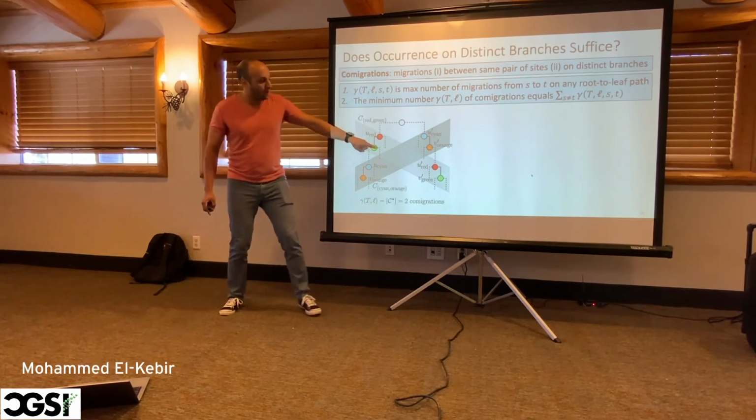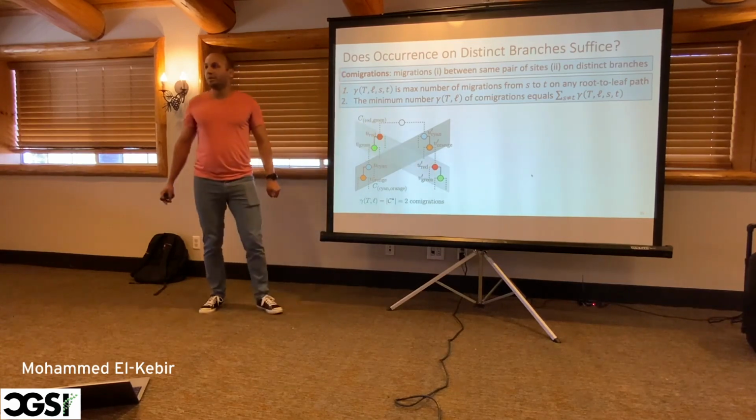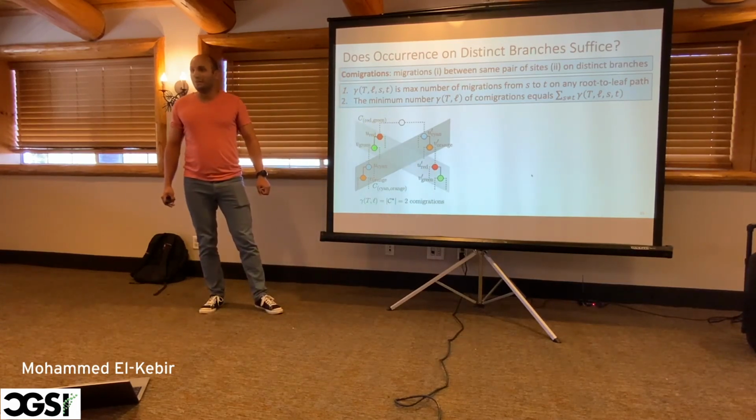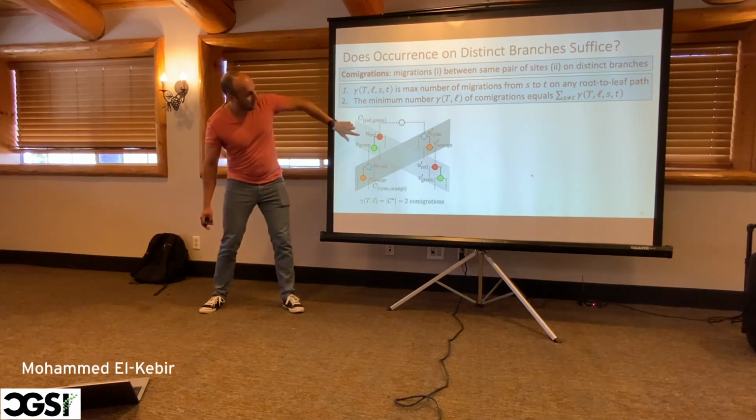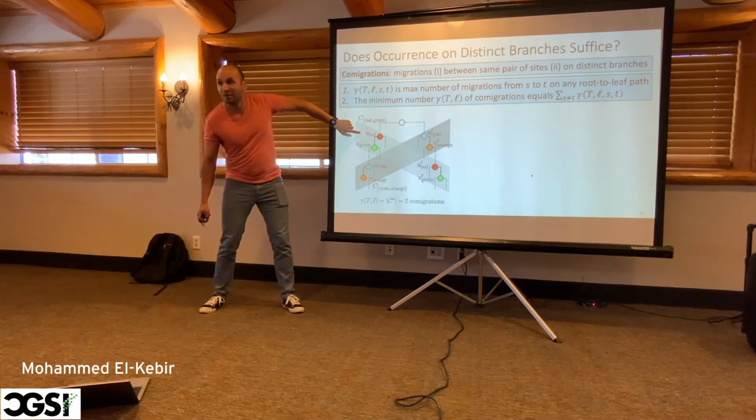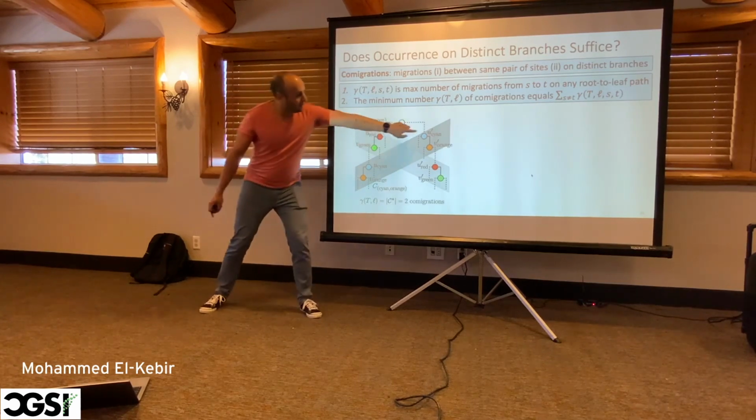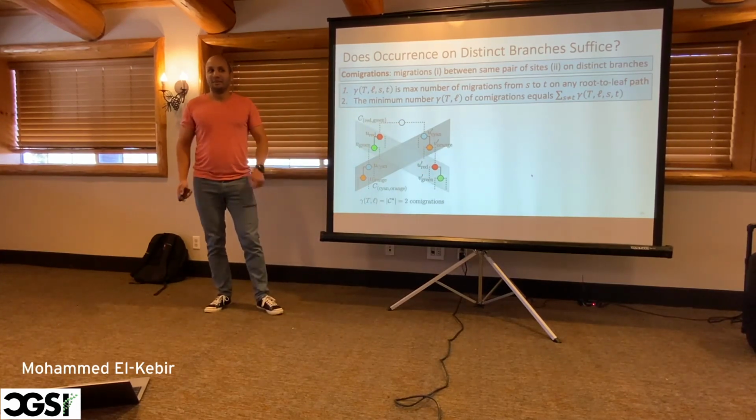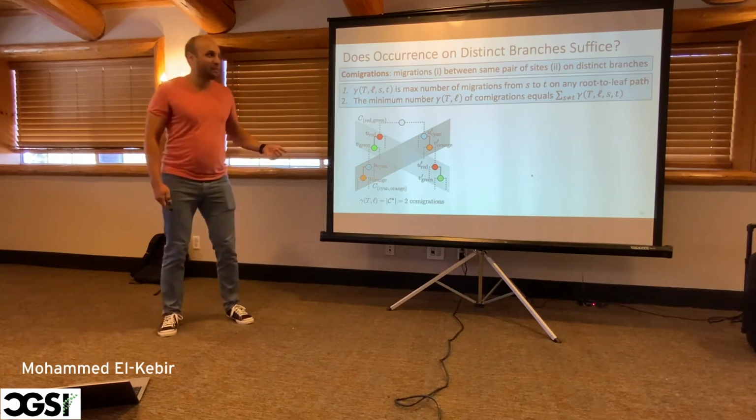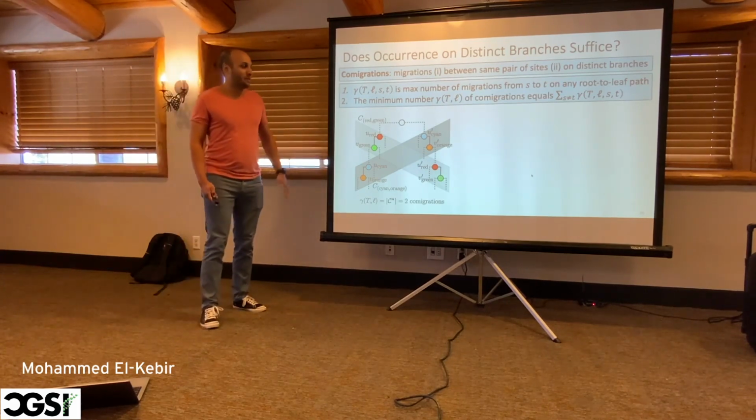Red to green, they're on distinct branches, they can be a co-migration. But this doesn't work because for this co-migration to happen first, followed by this, this lineage must have been present, right? So there's something broken here. But this satisfies that constraint that I just talked about. So that was kind of like the whole premise of the work that we did with Sabine.